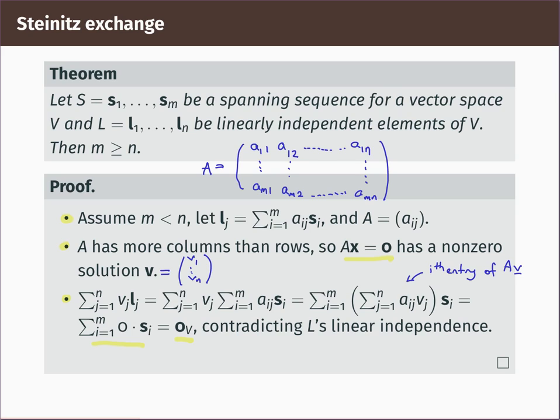Now that is a linear combination of the L's in which not every coefficient was 0, because v was a non-zero solution, equal to the 0 vector. This contradicts the L's linear independence, so it completes the proof.